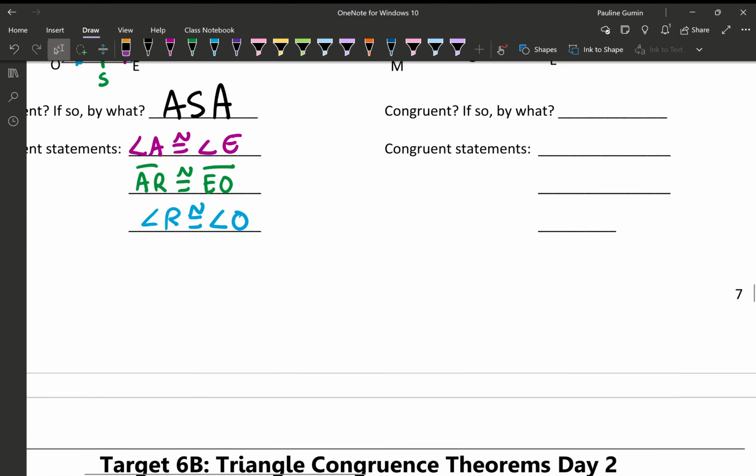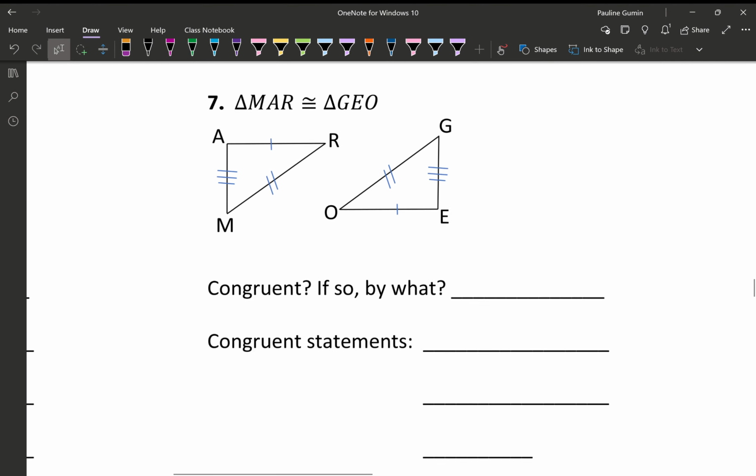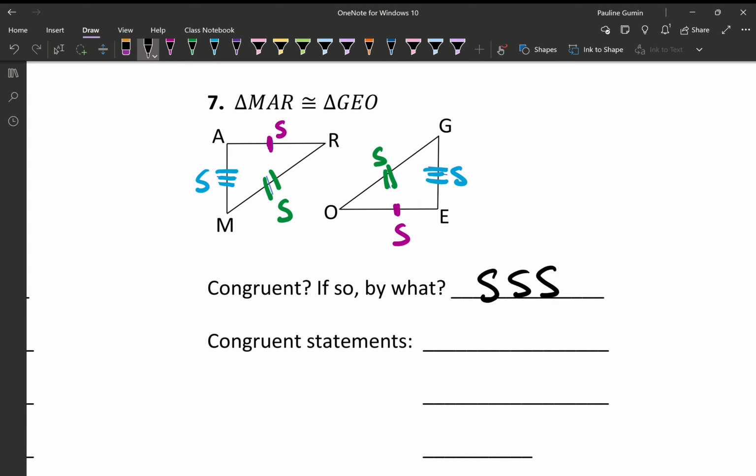And our last one for this lesson, number 7, let's see if these are congruent. Okay, so we've got, no, I wanted that pink. Excuse me, please. There we go. We've got side, side. We've got another side, another side. And we have a third side. Is side, side, side one of our options? Yes. So we are congruent by side, side, side.